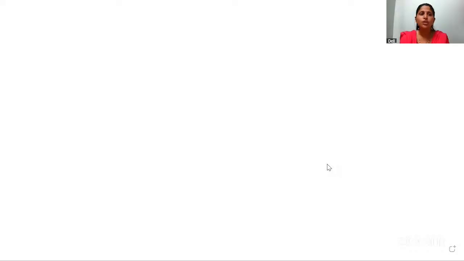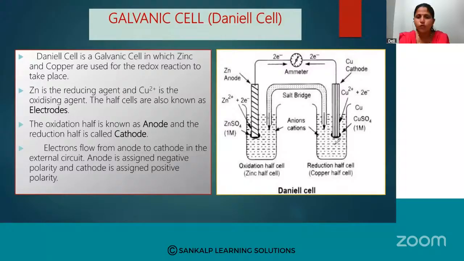So I need something here which will neutralize the solutions in both parts. Here there are more Zn plus 2 ions, and here there are more SO4 minus 2 ions. To neutralize, I need something. Okay, fine. The other point is, you can see the electron flow is happening here, like this.